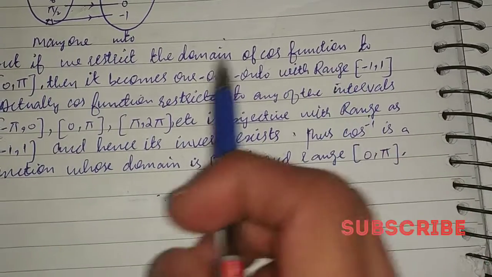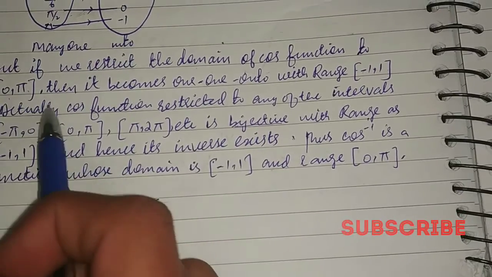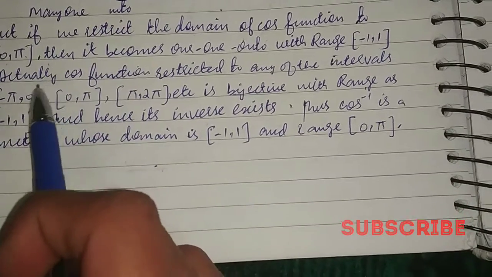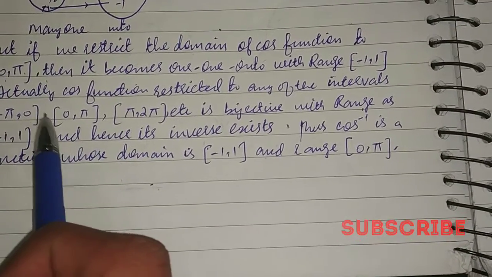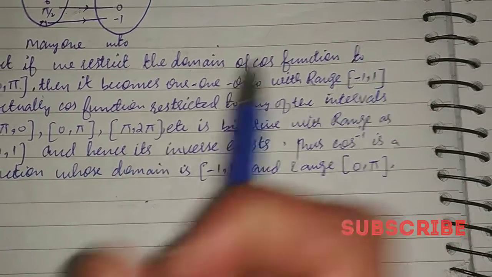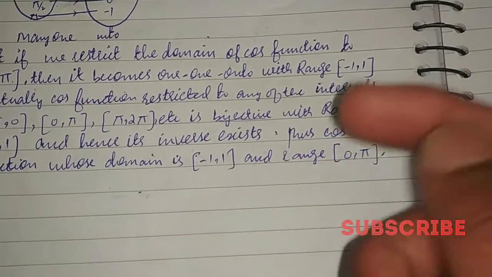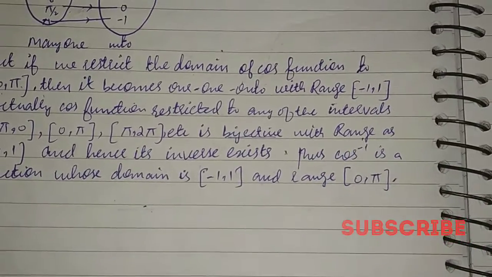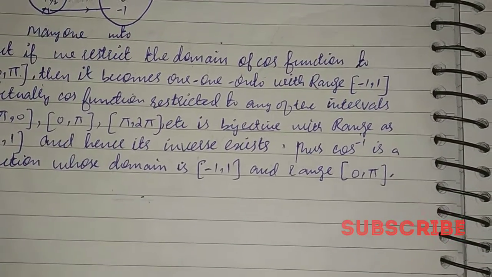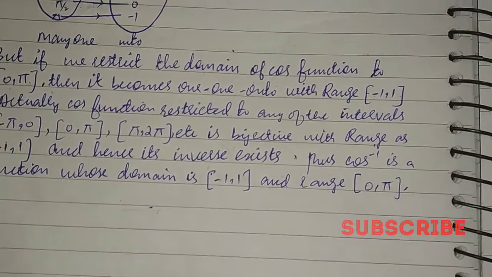What we are doing here is restricting the domain to 0 to pi, or actually we can restrict the domain to any interval, such as -pi to 0. It can be 0 to pi, or it can be pi to 2 pi, so that it becomes bijective with range -1 to 1. Now what's a bijective function? I will be showing you. A bijective function is a function which is both one-one and onto.